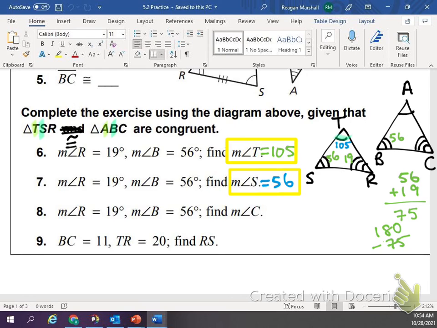And then angle C. Angle C has 3 arcs, right? So angle C is congruent to angle R. So it is 19 degrees.